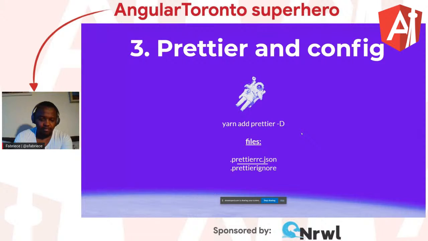For Prettier, the basic steps of adding it are adding it as a dependency, and then adding the configuration either through package.json or the multiple other ways of doing that. In my case, I just prefer having the .prettierrc and .prettierignore files.